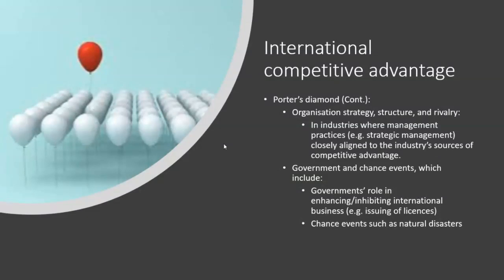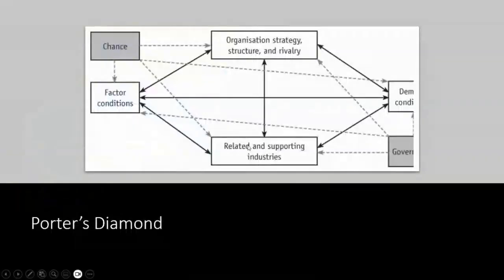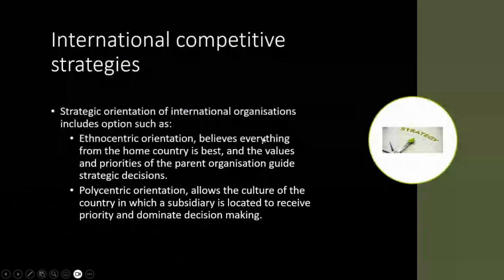And then the last part of the diamond, government. Are they there to promote or inhibit investment? And then, what are the chances of natural disasters, etc. On the basis of that, you would assess a particular region, a specific area, a specific country, and then decide whether you will settle in that area. Okay, that's what the diamond looks like.